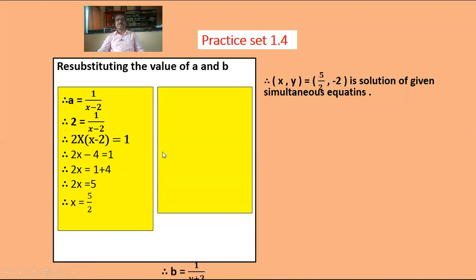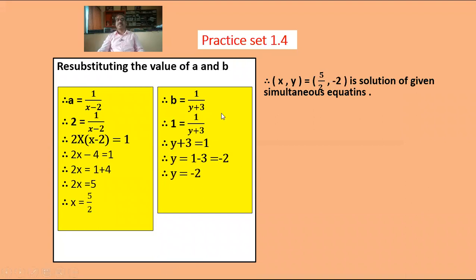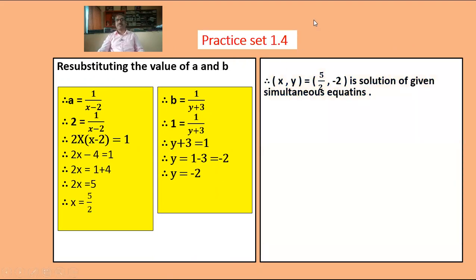And the value of b is 1, so 1 is equal to 1 upon y plus 3. Y plus 3 multiplied by 1, then you get y plus 3 is equal to 1. Therefore, y is equal to 1 minus 3, which is minus 2. Hence, x is equal to 5 upon 2 and y is equal to minus 2 is the solution of the given simultaneous equations.